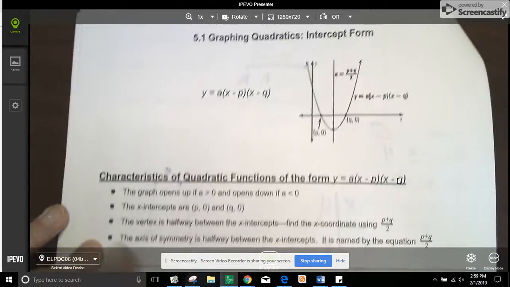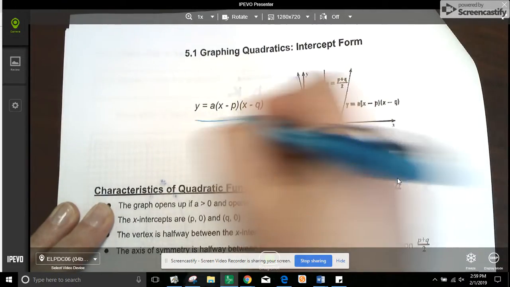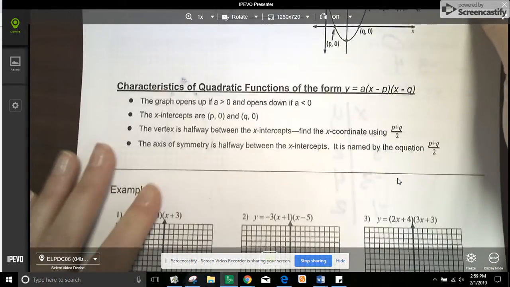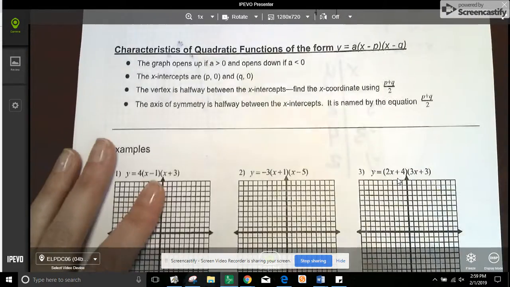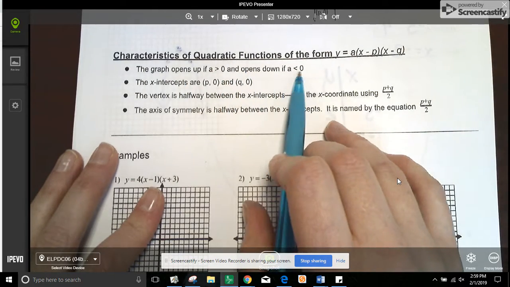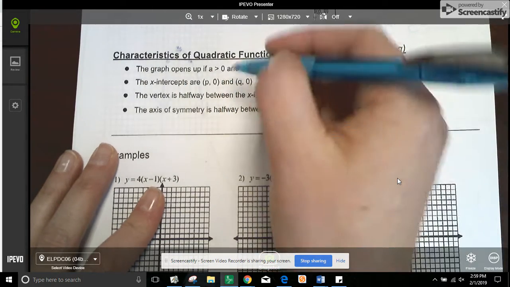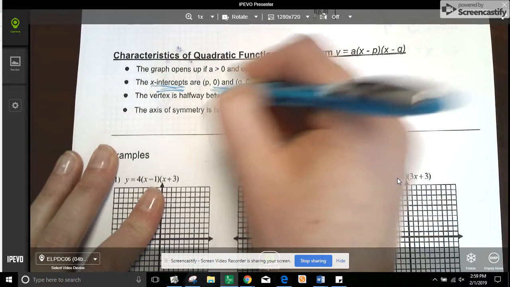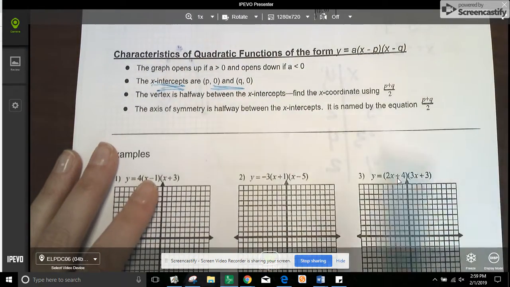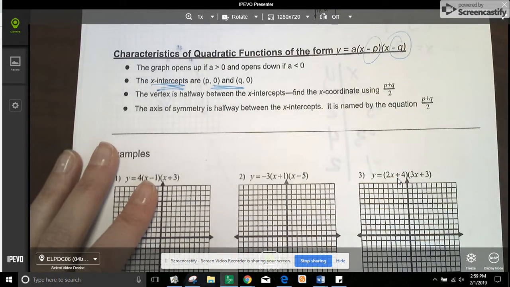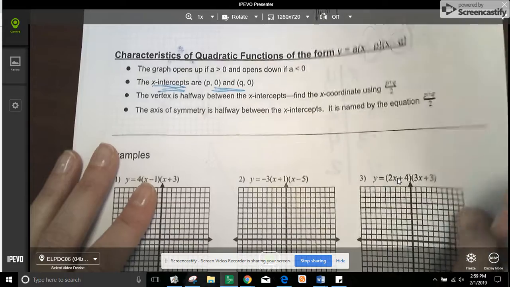Form is called intercept form, and that form has two sets of parentheses. So I think this form's pretty easy. Same thing, if the front is greater than 0, it opens up. If the front's negative, it opens down. But this time, you can find the x-intercepts instead of the vertex. So your x-intercepts are actually the p and the q of your equation. And then from there, we can find the vertex.